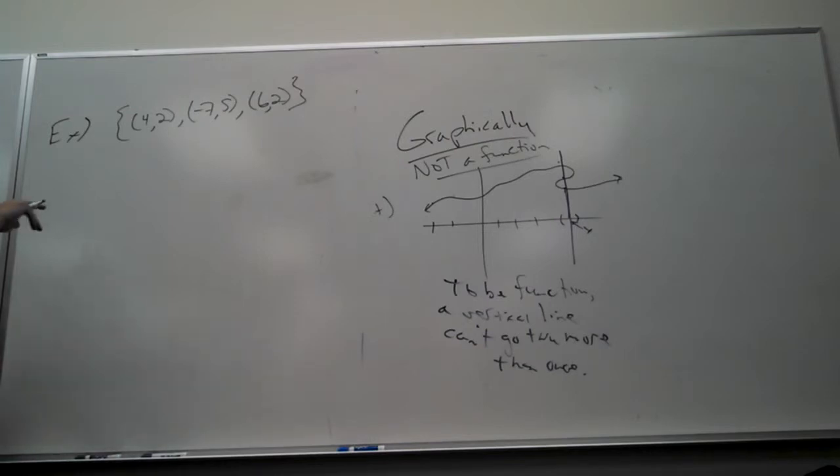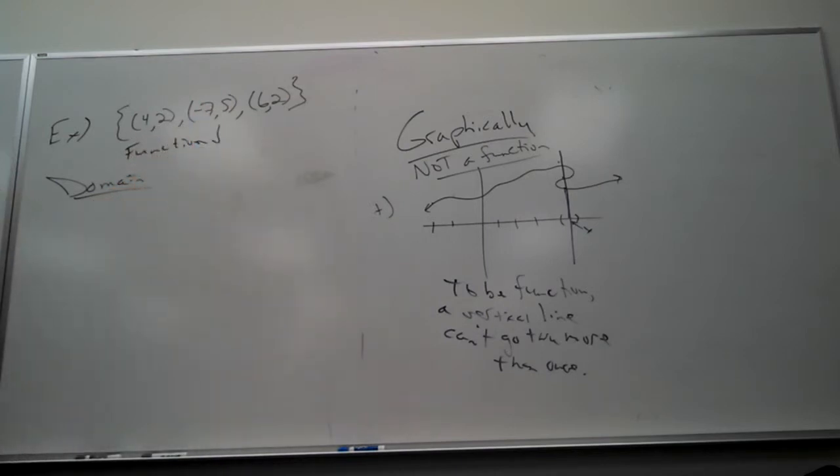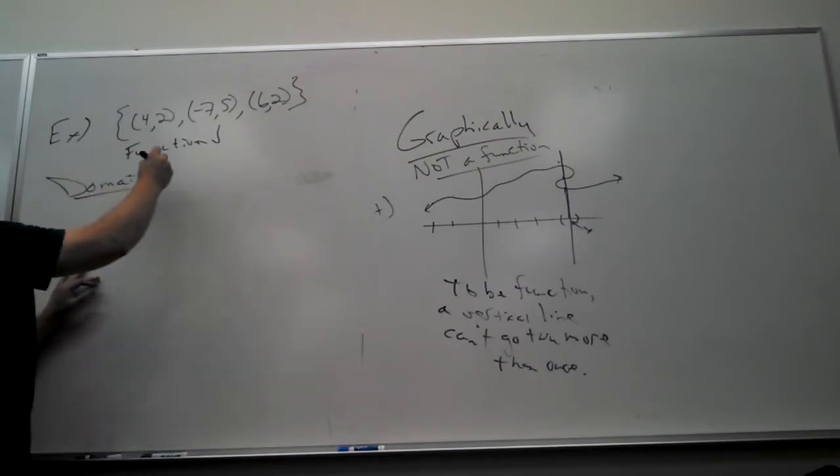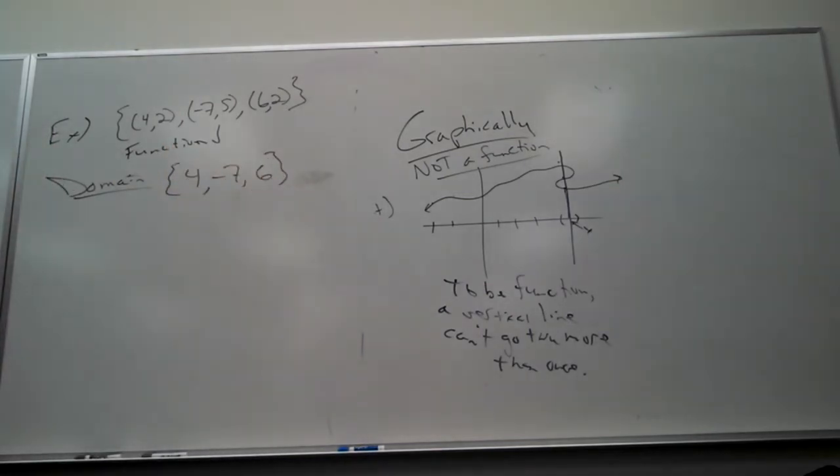Right? So the domain is just a special name for the collection of all x values that I'm allowed to use. So can you just tell me what's the domain of this function? So this is a function, check. What x values are allowed to be used? 4, -7. They're staring you in the face. So the domain is 4, -7, and 6. So the domain is the collection of all the x values you're allowed to use.